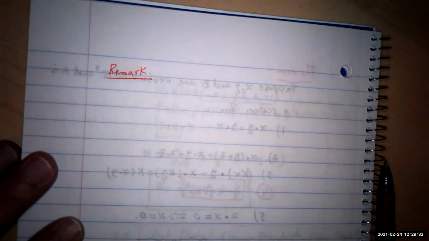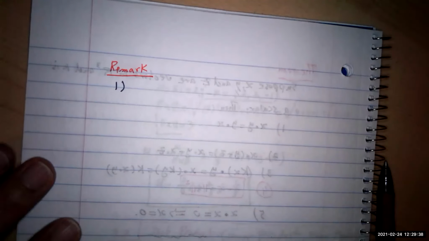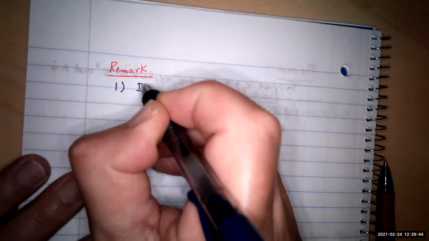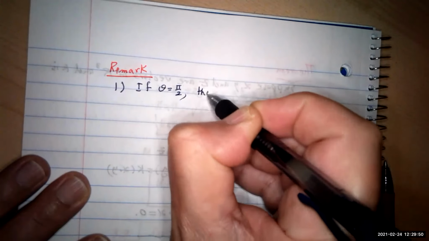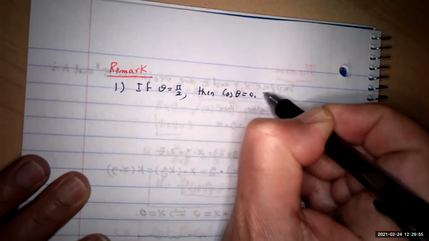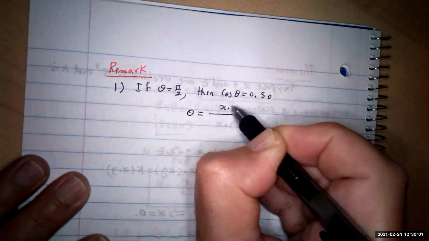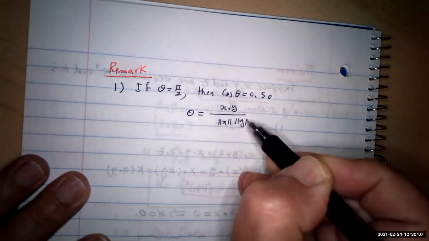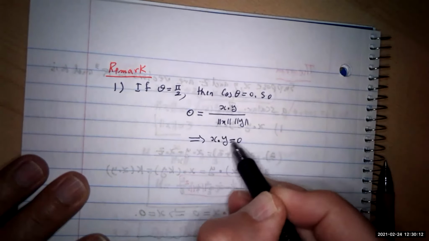Number one: if theta is equal to pi over 2, then the cosine of pi over 2 is 0. So we have 0 equal to x dot y over the norm of x times the norm of y. You know that this means the top must be 0. So x dot y would be equal to 0.